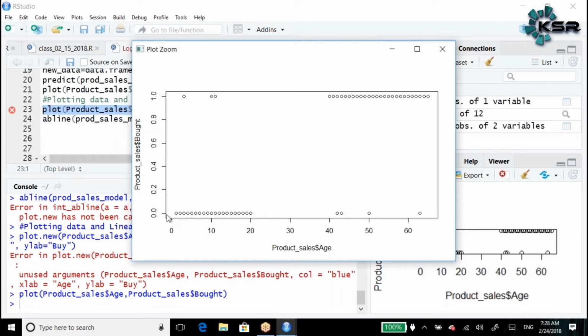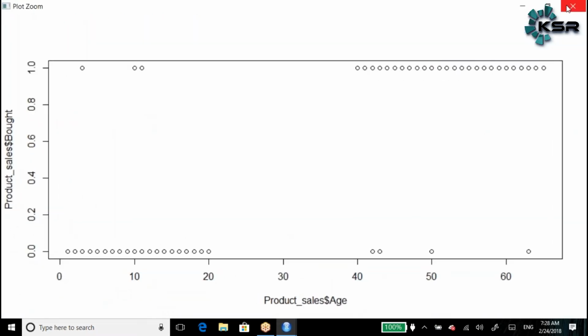What is the binary outcome? We have only two levels, 0 and 1. Am I right? 0 and 1. We don't have any other values. Okay, perfect. Some values are 0, some other values are 1, and there is the age value. So now we draw the plot, to see whether it is a linear line or not.